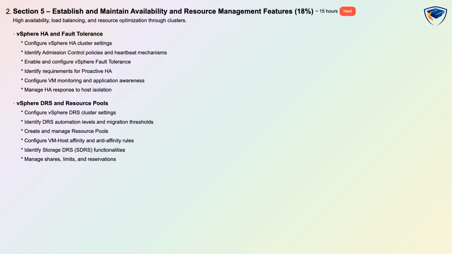Section 5 Establish and maintain availability and resource management features is also 18% and marked hard with about 15 hours of study recommended. This domain teaches vSphere HA and fault tolerance configuration including cluster settings, admission control policies, heartbeat mechanisms, and proactive HA requirements. You will learn to enable and configure fault tolerance and VM monitoring and to manage HA responses to host isolation. The domain also covers vSphere DRS and resource pools, including automation levels, migration thresholds, affinity rules, and SDRS so you can optimize workload placement and resource allocation.